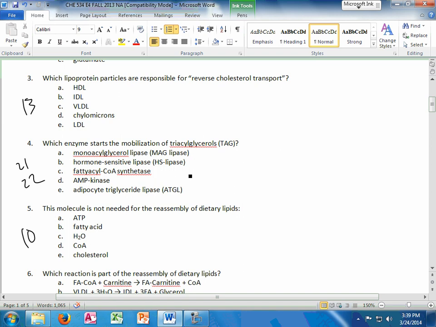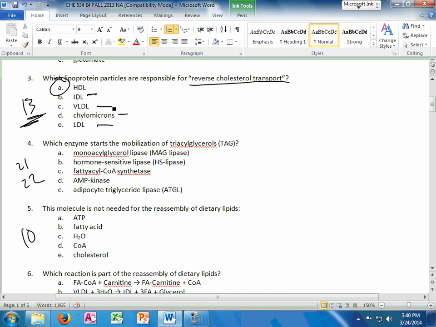Lipoprotein particles are responsible for reverse cholesterol transport. That sounds like a good thing, so that's the good cholesterol. Let's see, on this slide you'll find out that IDL is the LDL precursor, chylomicrons transport fat, LDLs transport cholesterol, and VLDLs do endogenous fat. So make sure to know that in that column.